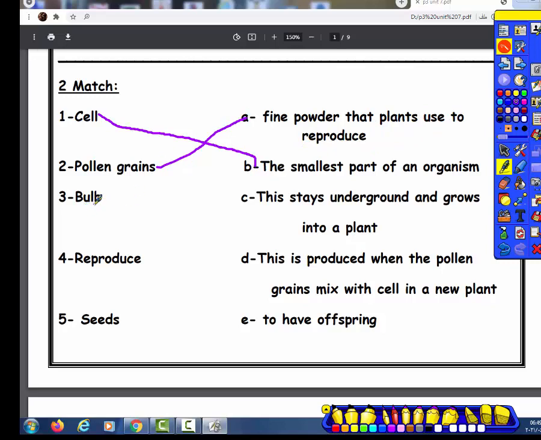Bulb. Yes, excellent. This stays underground and grows into a plant. Reproduce. Reproduce means to have offspring. Seeds. Seeds are produced when the pollen grains mix with the cells in a new plant. Okay.